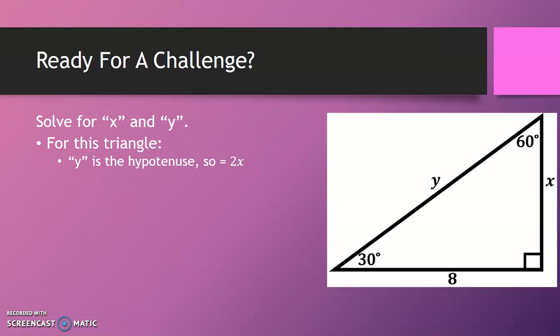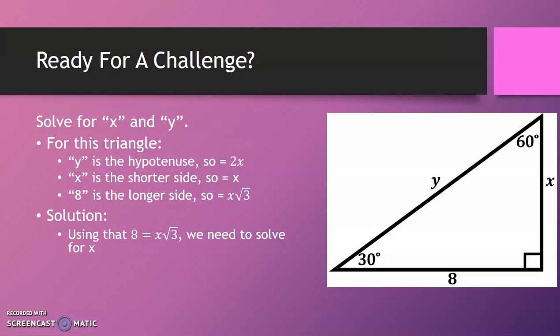For this triangle, y is still the hypotenuse, and so that's going to be the 2x portion. X is going to be the shorter side, so again, equal to x. 8 is the longer side, so that's going to be equal to that x radical 3.